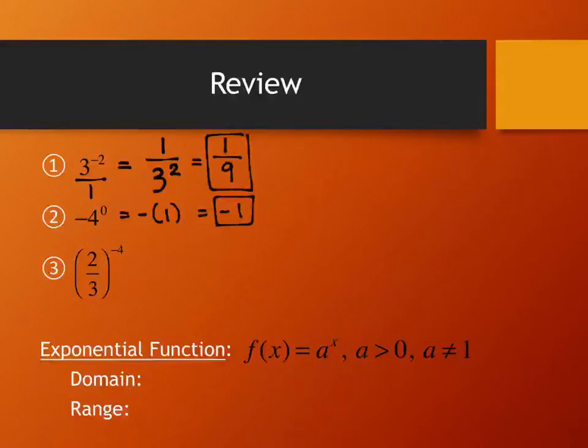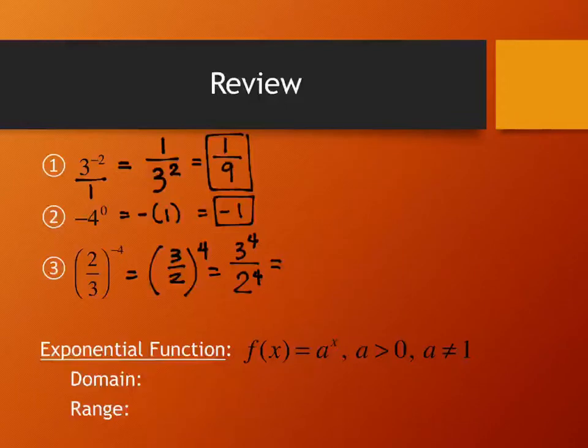When you actually have a fraction and it's raised to a power that's negative, you can actually flip the fraction upside down. And so we can write this as 3 over 2. And now my exponent's positive, right, because I flipped my fraction. It applies to the top and to the bottom. So this is 3 to the 4th over 2 to the 4th.